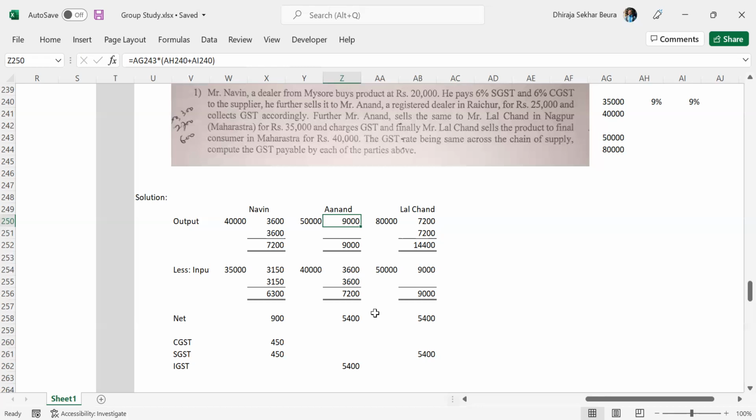But I actually subtracted again 3,150 from the 3,600. I understood. So understand the logic there. The reason the 3,150 was adjusted is because Mr. Navin had the credit, right? He used the credit to pay the liability, but he still paid the liability, is it not? So still he has paid 3,600 liability only. Okay. Then 5,400 is correct.